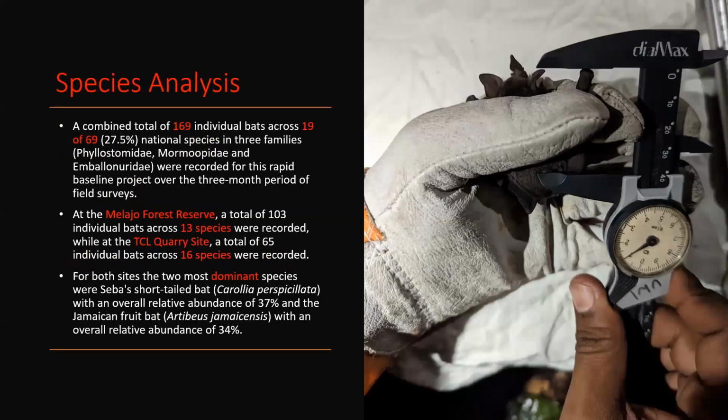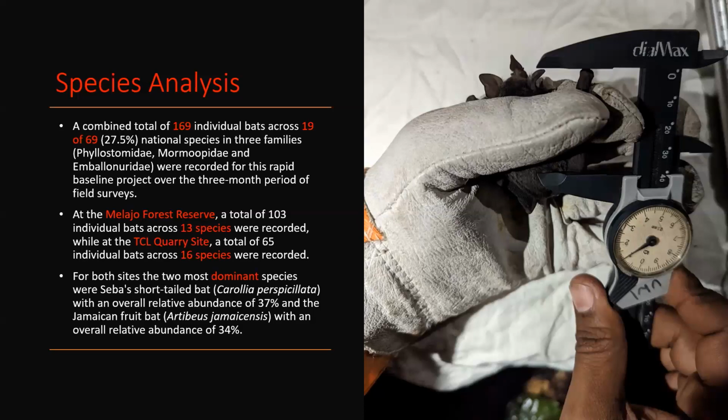For the species analysis in this project, a combined total of 169 individual bats were caught across 19 species. And this is out of the 69 national species we have. So we caught just under a third of our bat species at these two sites in this short project. The bats we caught were in three families, the Phyllostomidae, Mormoopidae, and Emballonuridae. And this was recorded at both Melao Forest Reserve and the TCL quarry site.